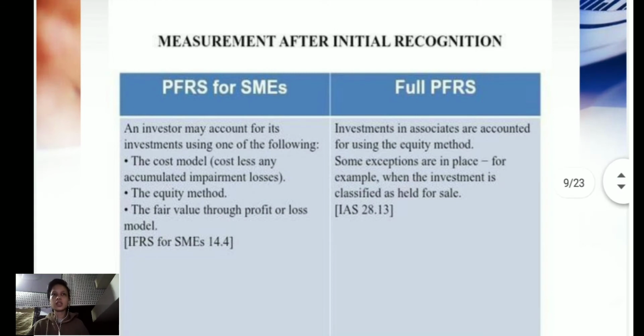So the next one is measurement after initial recognition. In PFRS for SMEs, an investor may account for its investment using one of the following: the cost model, or cost less any accumulated impairment losses; the second is the equity method; third is the fair value through profit or loss. While in the full PFRS, investments in associates are accounted for using the equity method, with some exceptions in place, for example, when the investment is classified as held for sale.